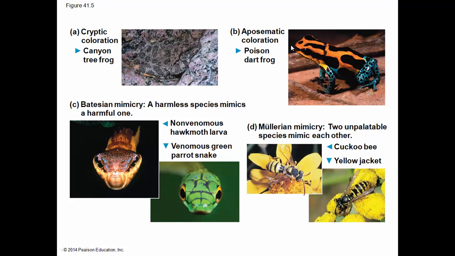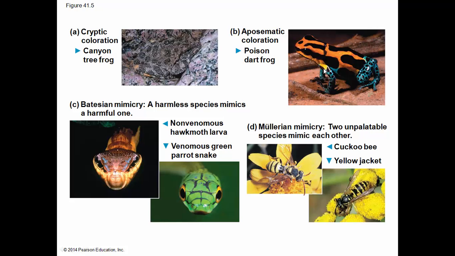Aposematic coloration is when the organism tries to be as conspicuous as possible. Aposematic coloration in this species is the poison dart frog. Now, the poison dart frog can kill you if you handle it. You have to handle it very carefully.